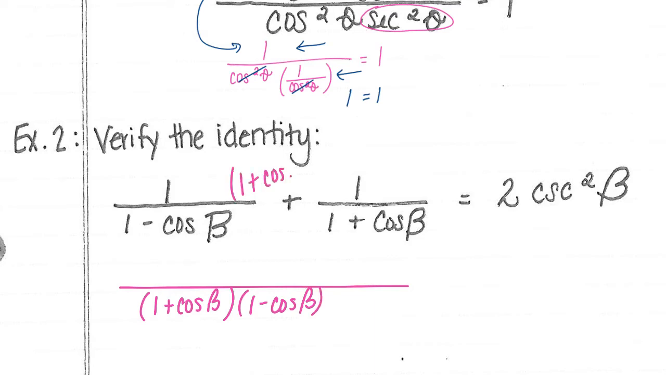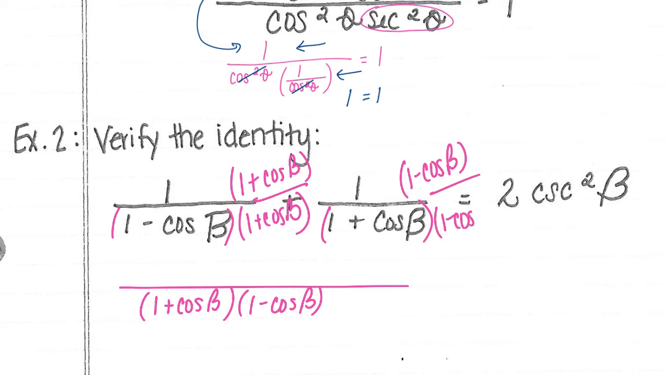So on the left side, I have to multiply by 1 plus cosine of beta over 1 plus cosine of beta. So remember, I can multiply anything through by 1, and I will not change the value. On the right side, I need to multiply by 1 minus cosine of beta over 1 minus the cosine of beta. So on the top, what I end up having is 1 plus cosine of beta plus 1 minus the cosine of beta. And on the bottom, notice I showed my common denominator.